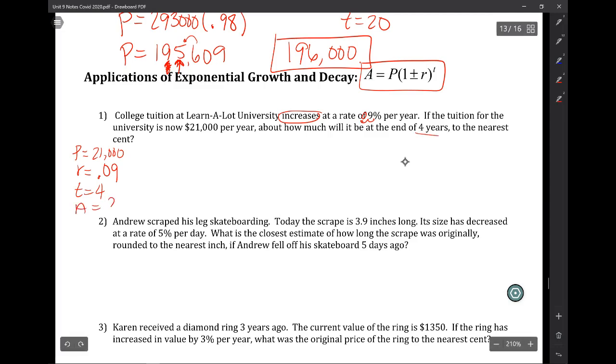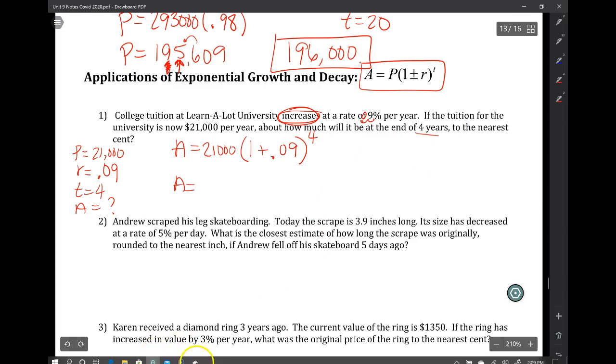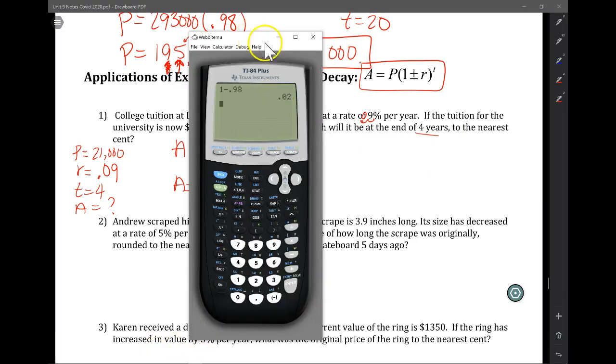So what we're going to be solving for in this problem is A. I want to know after 4 years how much it's going to be worth. So my after amount is equal to my initial amount, 1 plus, because it says increases, my rate, raised to the 4th power because it's after 4 years. I'm going to type that all in my calculator at one time.